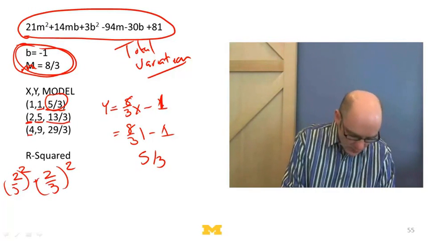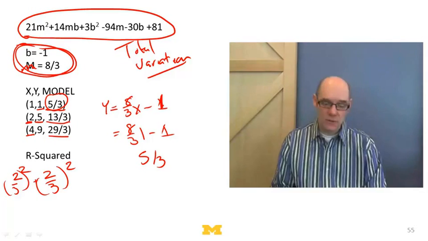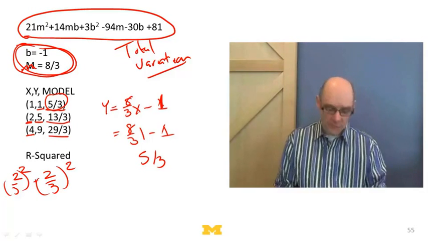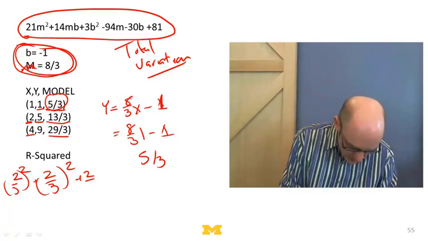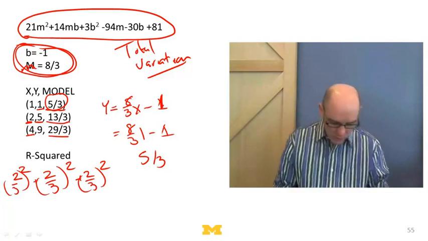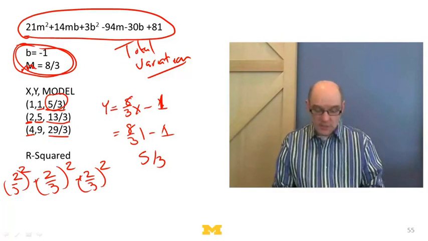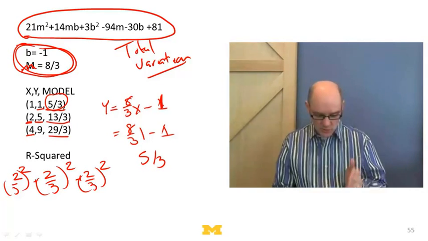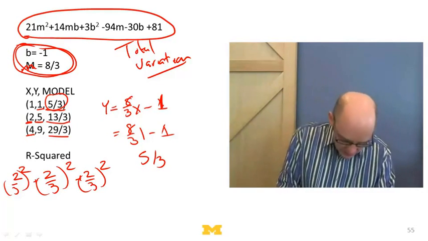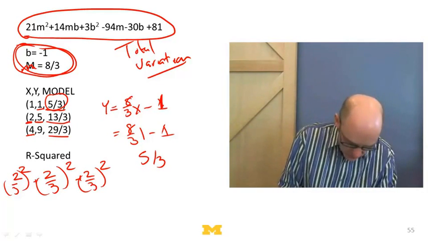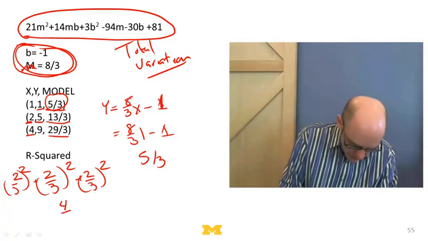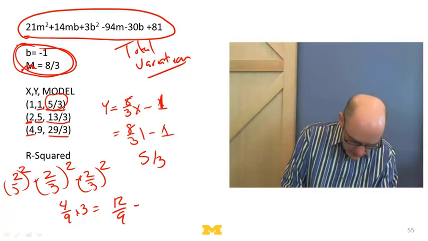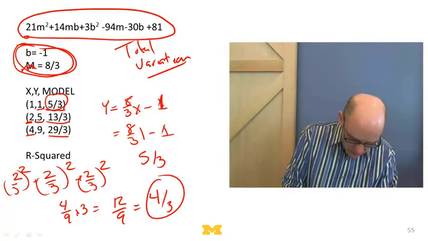And if we look at when x equals 4, our model gives us 29/3. The actual value is 9, which is 27/3. That's also off by 2/3. So what we're going to get is our total variation left over is 2/3 squared plus 2/3 squared plus 2/3 squared. So that's basically 4/3. It's going to be 4/9 times 3, which is 12/9, which is 4/3.